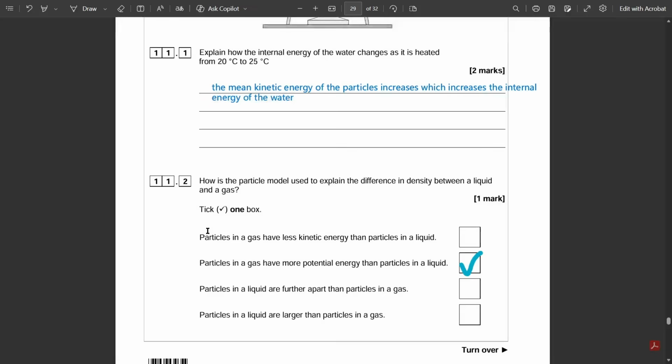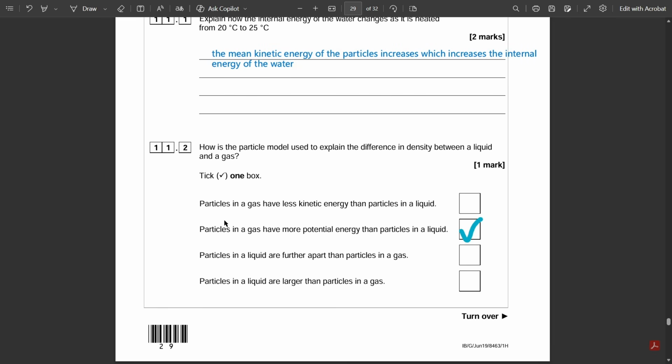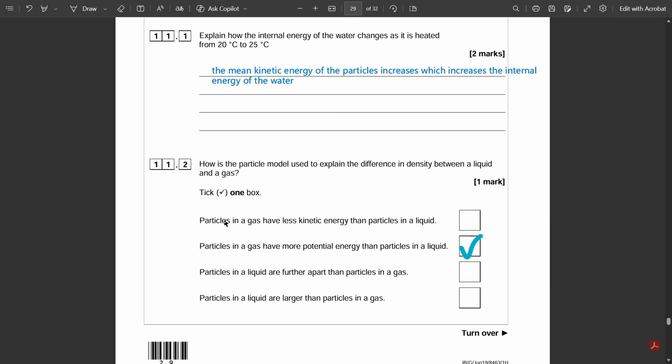And we're asked how the particle model of gas is used to explain the difference in density between a liquid and a gas. And that is, particles in a gas have more potential energy than particles in a liquid. Temperature dictates the amount of kinetic energy in particles. State indicates the amount of potential energy in particles. Once again, that's something which you just need to know for GCSE, but you'll get to truly understand it if you do A-level.